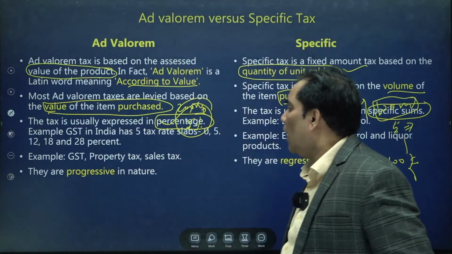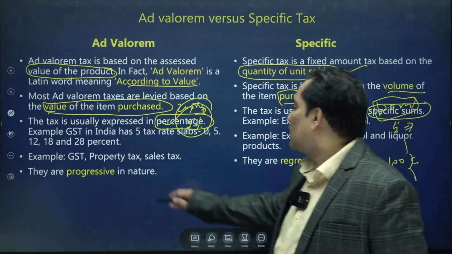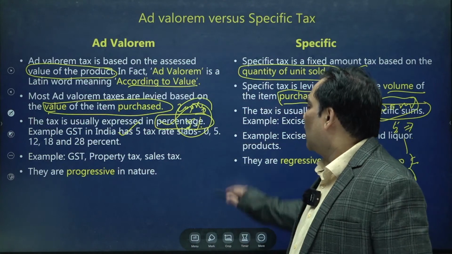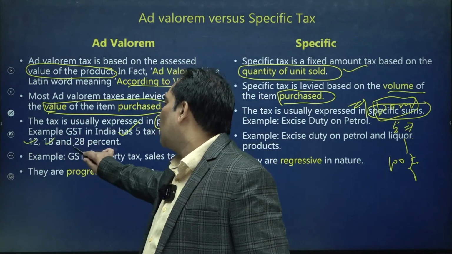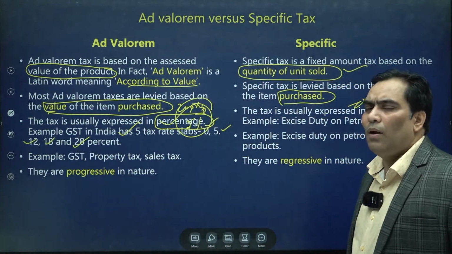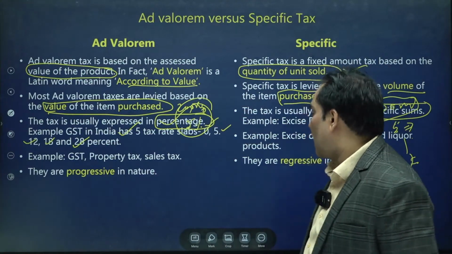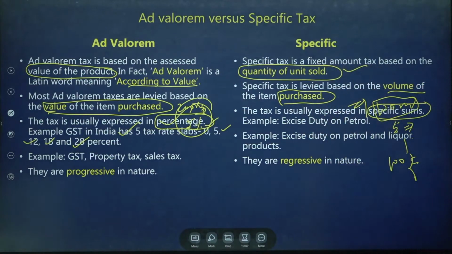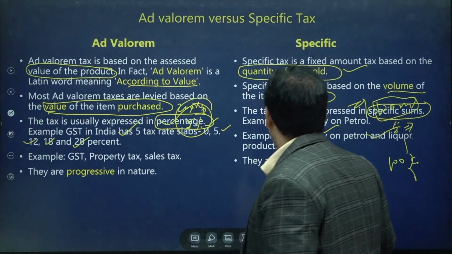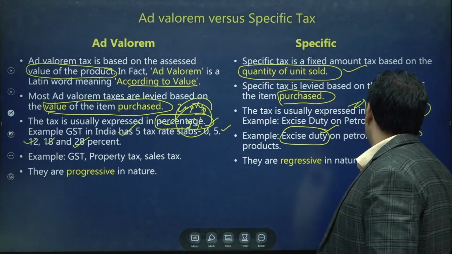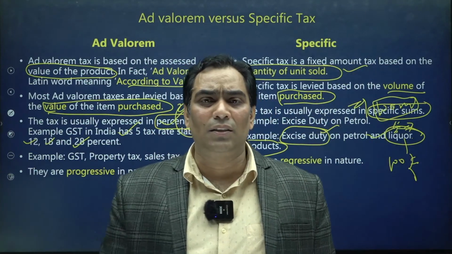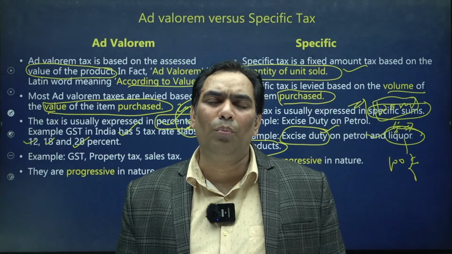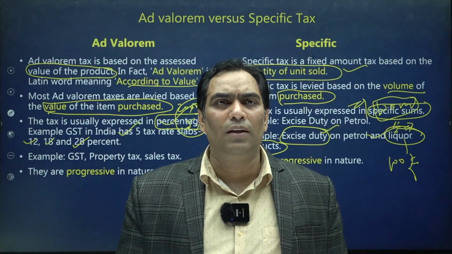Per unit. An example of an ad valorem tax is GST, and there are five tax rates in GST: 0%, 5%, 12%, 18% and 28%. Examples we already discussed are GST, property tax, sales tax, etc. Whereas in the case of specific taxes, the example is excise duty on petroleum products and liquor products. These are not subsumed under GST. Most indirect taxes are subsumed under GST, but there are certain taxes which are not. We will discuss that when we discuss GST in detail.